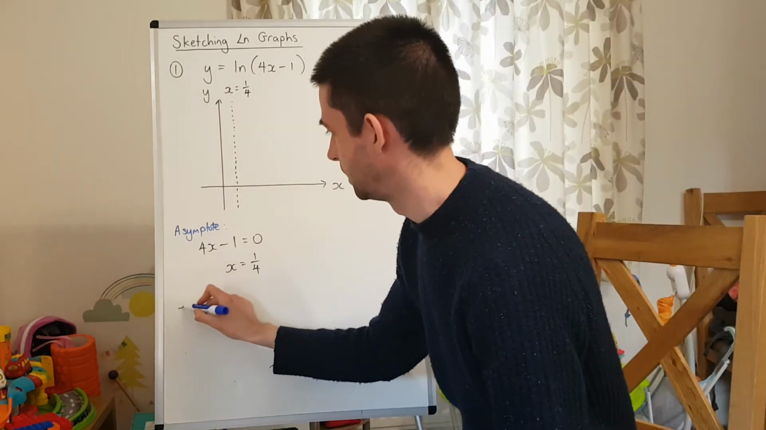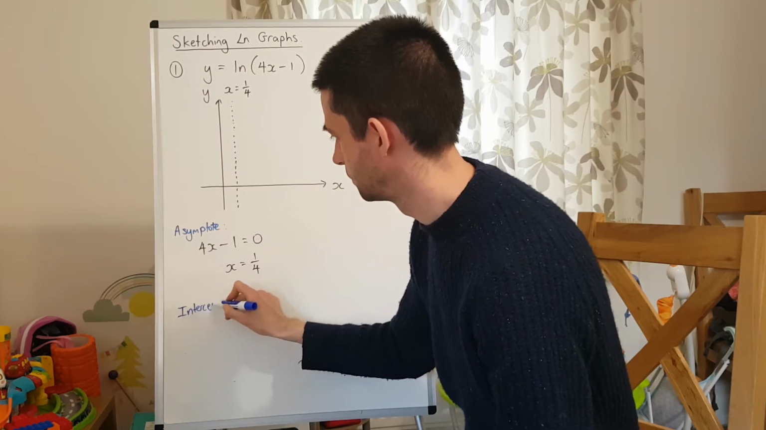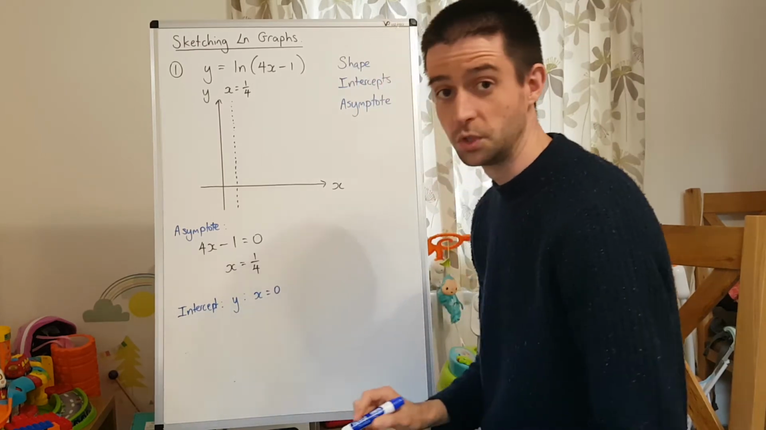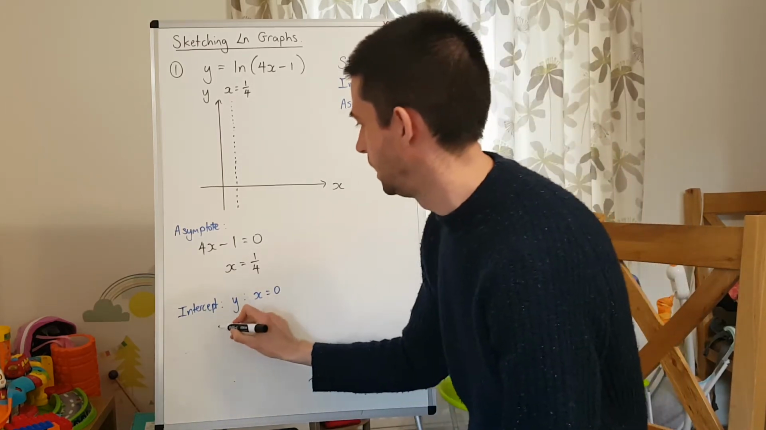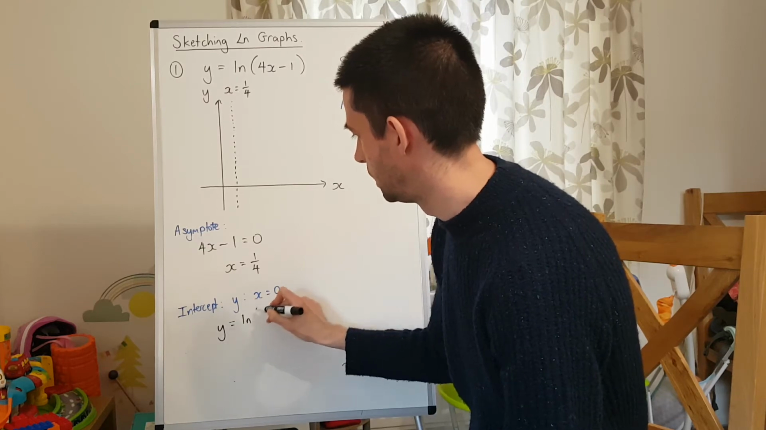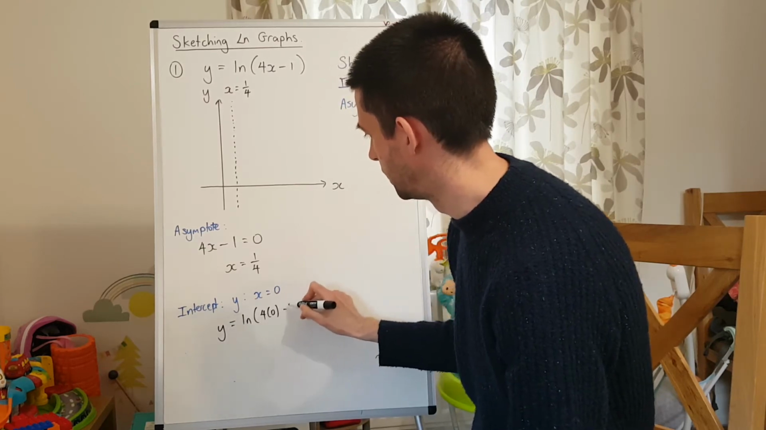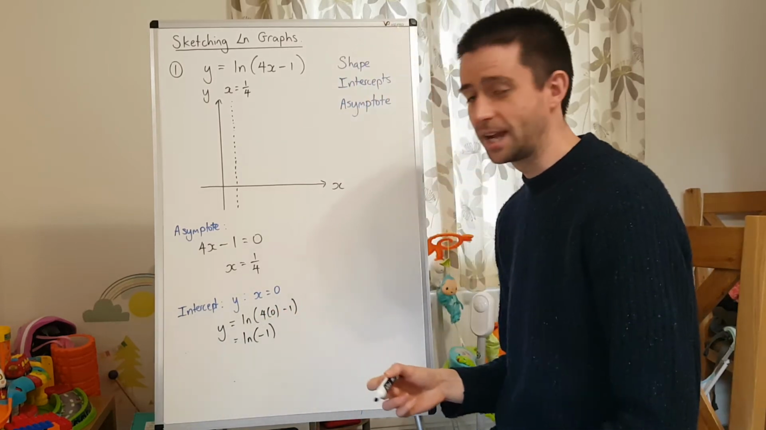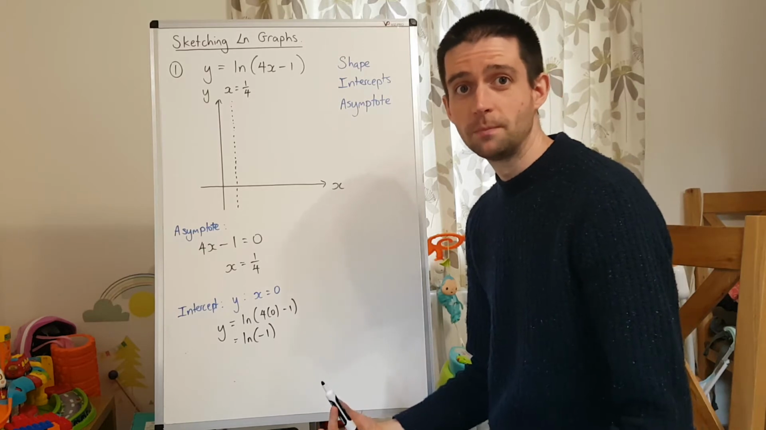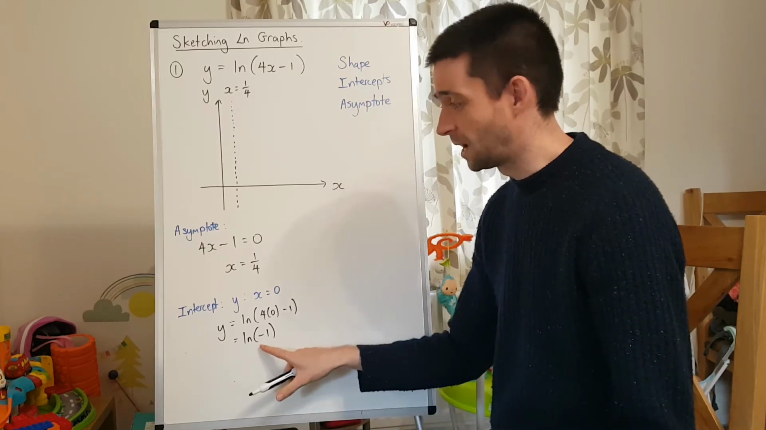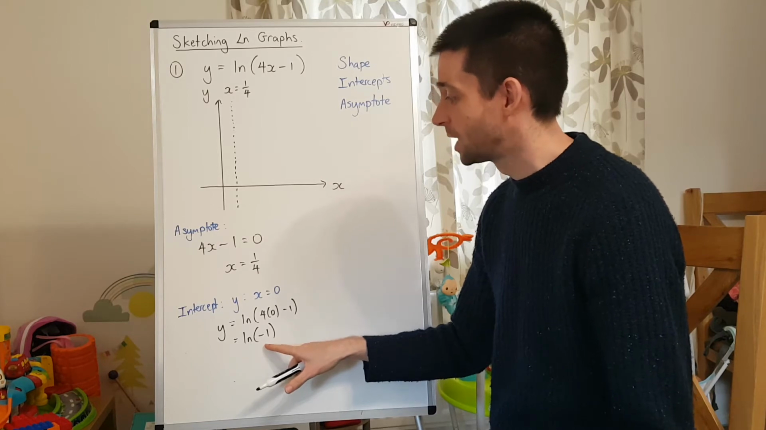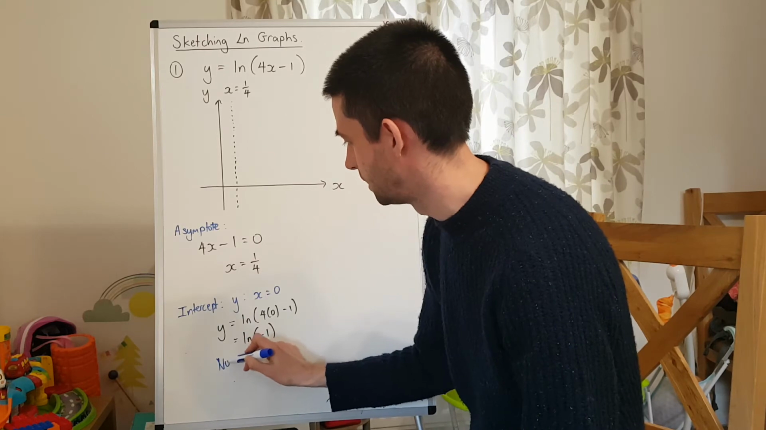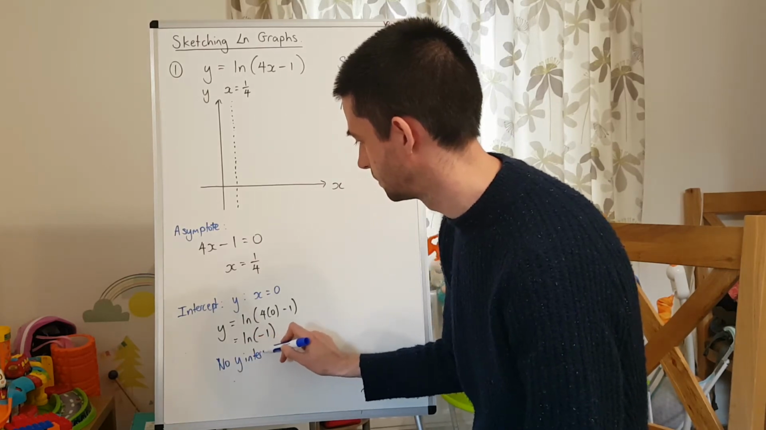First intercept that I'm going to think about is my y-intercept. Now to find the y-intercept, I'm going to make x equal 0. So if I do that, y equals ln of 4 lots of 0 minus 1. I get ln of -1. Now I can't ln -1, that is invalid. So the fact that this doesn't exist, it's not a real number, means that there is no y-intercept.